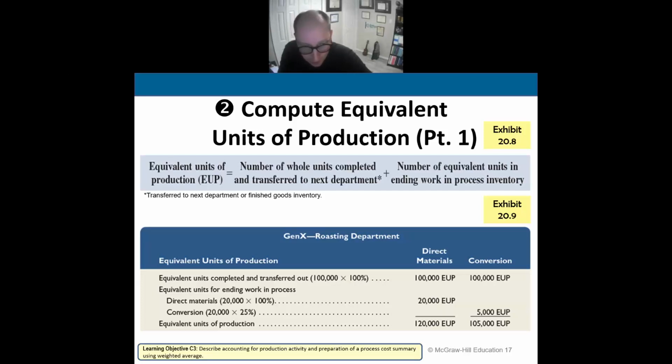For my conversion costs, I got the 20,000 units times 25% conversion. Remember, that means I managed to get 25% of my equivalent units to the next department. 20,000 units times 25%, that's 5,000. My total direct materials equivalent units of production is 120,000. That matches up. Plus my conversion cost of 105,000 units of production.